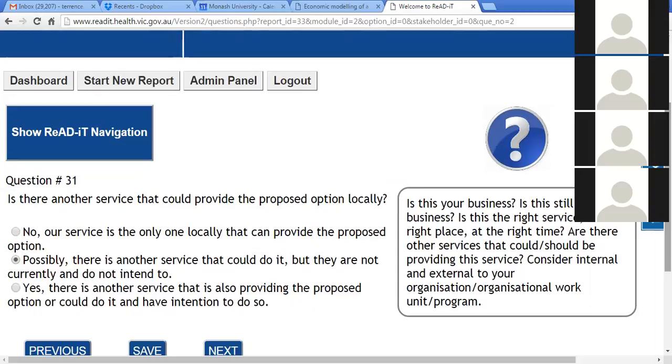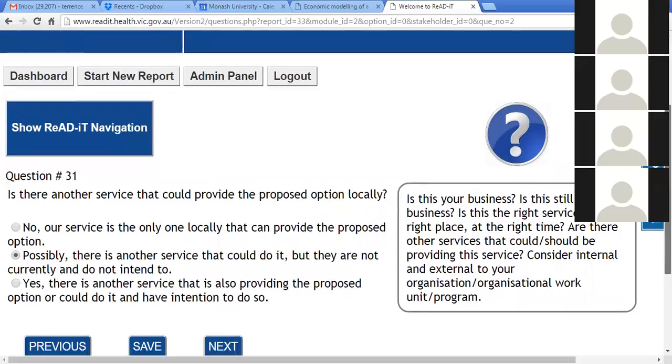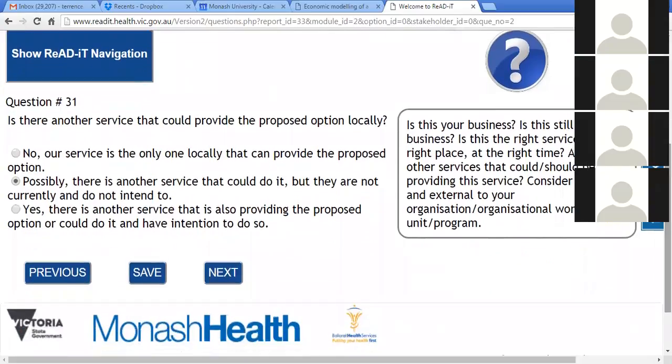Often the older people in Strongo are of lower socioeconomic background. So even though there is another service that could potentially do it, there's no real models of care emerging in the private sector to meet this need. So I'm putting that in the possibly section.